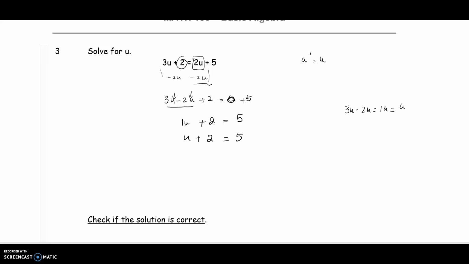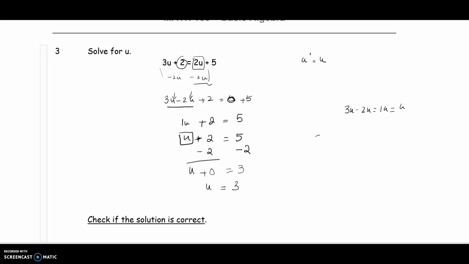We need to remember, solve for u, so we need to isolate u on the left side of this equation, which means we need to get rid of the positive 2. Since it's added on to u, we need to subtract it out. So we have u plus 2, subtract 2 from the left, and whatever we do on the left, we need to do the exact same thing on the right. So u plus 2 minus 2 is 0, equals 5 minus 2, which is equal to 3. u plus 0 is u, so u equals 3.